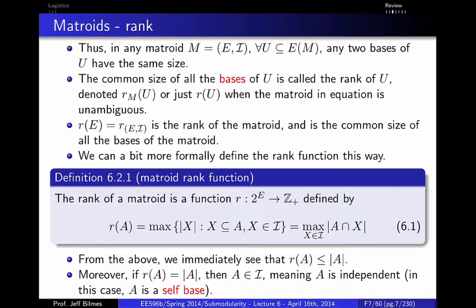There are two ways of writing it. We can write it in this fashion, or we can just write it as the max over a bunch of modular functions. And we have a number of properties, namely like the rank is never greater than the cardinality, and so on and so forth, that we saw last time.